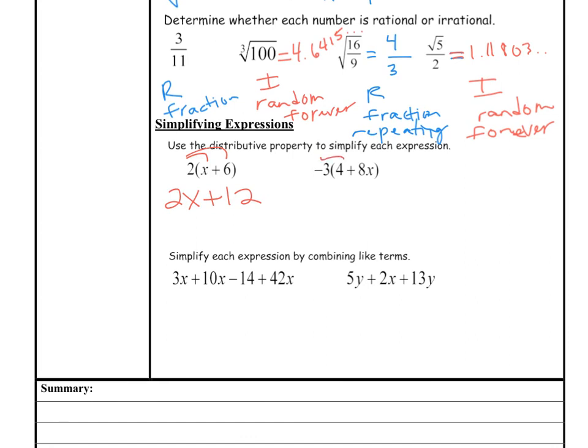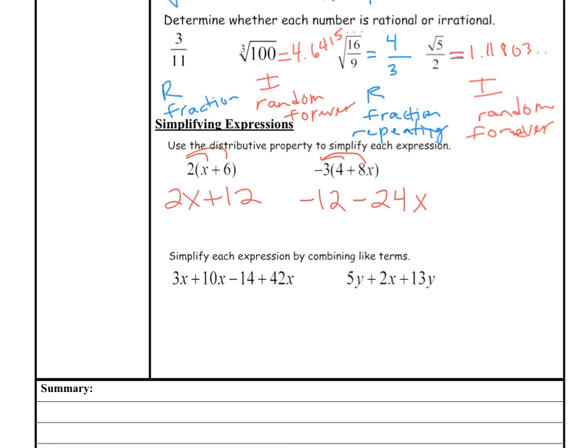Next one, I multiply -3 times 4, which would give me -12. Then I do the same thing here, -3 times 8x. Well, negative times a positive is negative, so that's -24x. There's no like terms, and so I stop there.